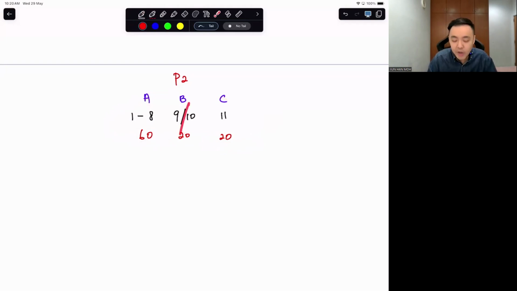Why? Notice I put a slash here, right? Because 9 and 10, you can choose one. You cannot do 9, do 10, no? Cannot do 10, then do 9. Now, of course, that one is SPM format.